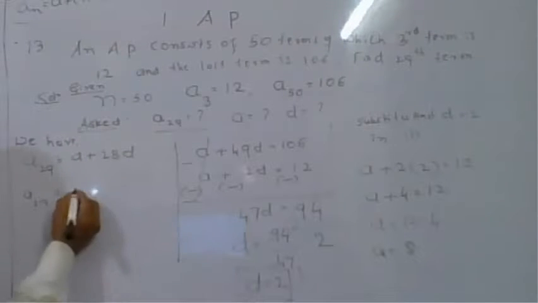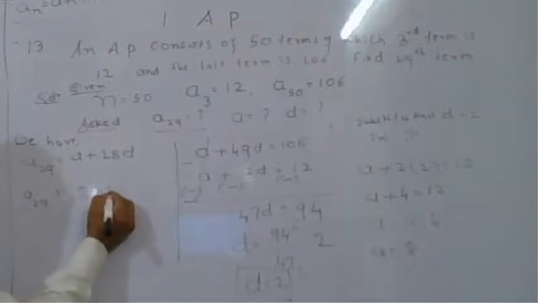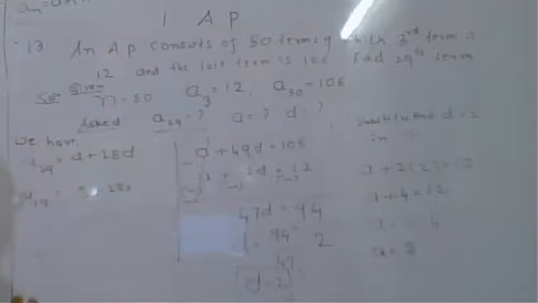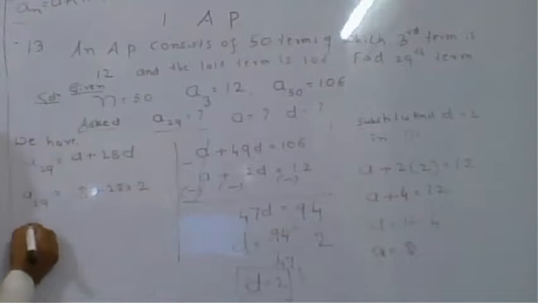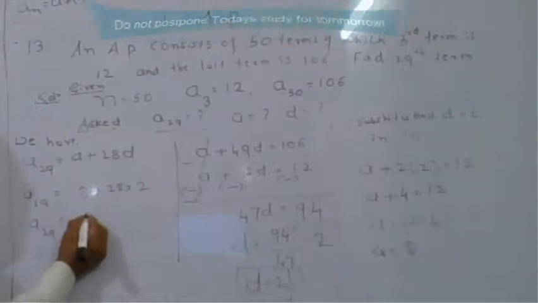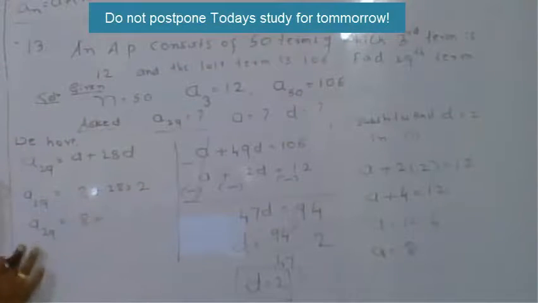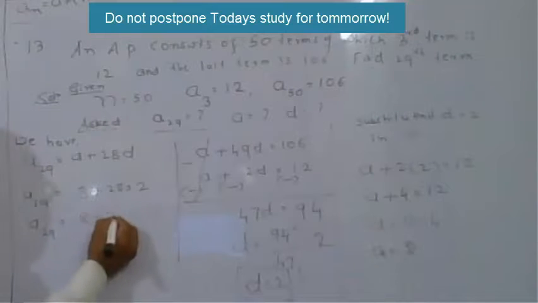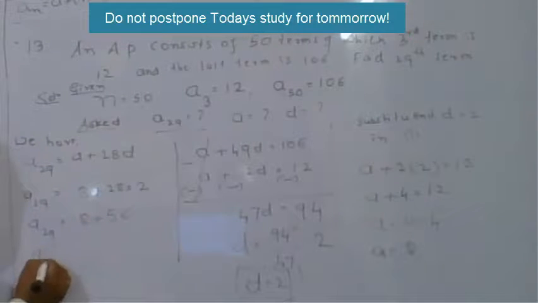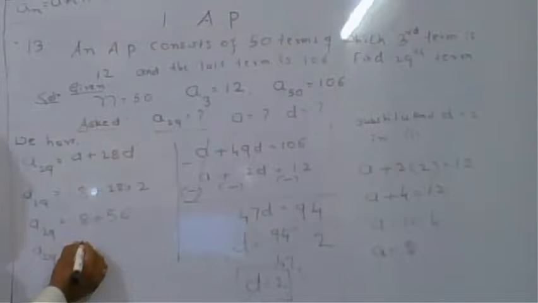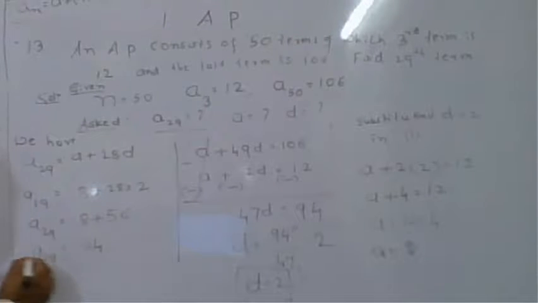What is A value? You got it as 8 plus 28 into, what is the value of D? 2. You get A29 is equal to 8 plus 28 twos are 56. Add them, you will get A29 is equal to 56 plus 8, 64. A29 is 64.